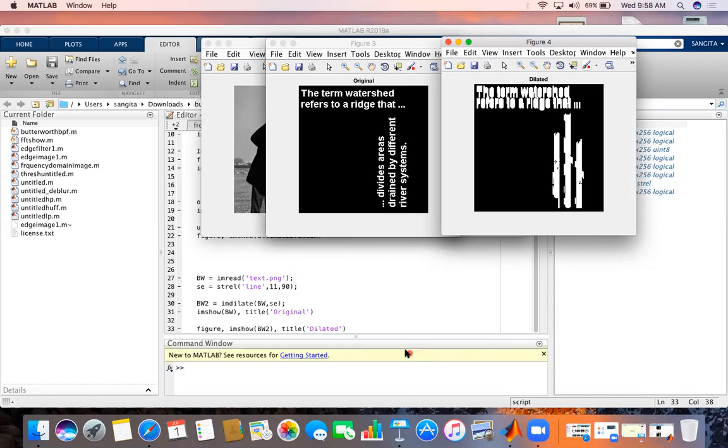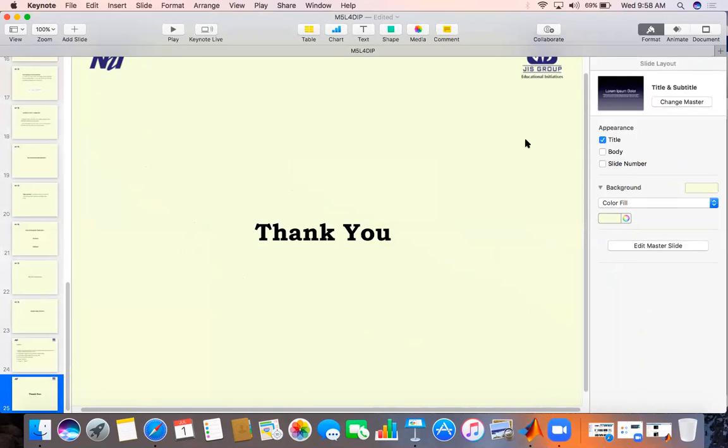So this is all about today's class. From next day, some security aspects will be discussed in image processing. So that is all about today's lecture.